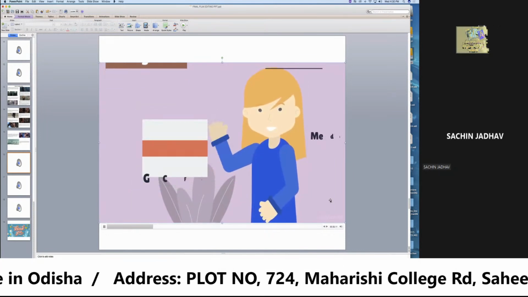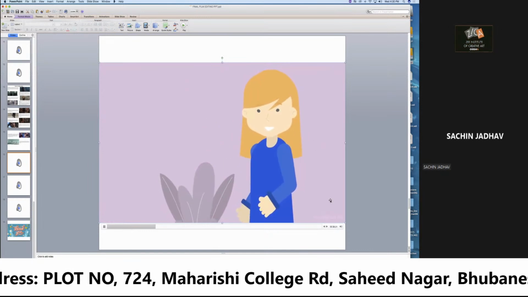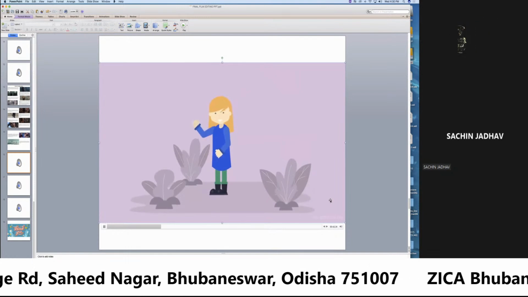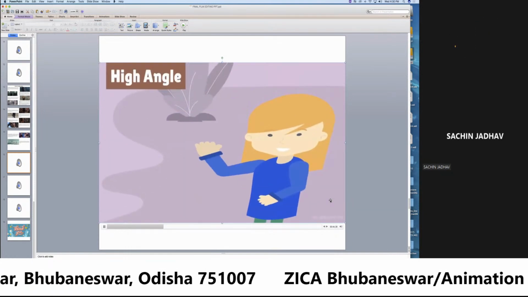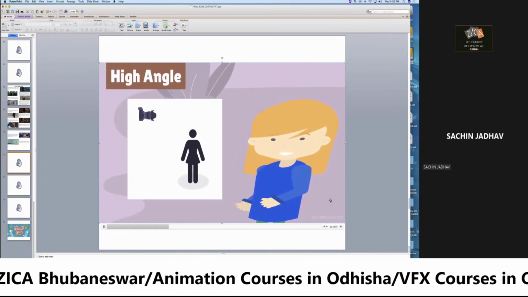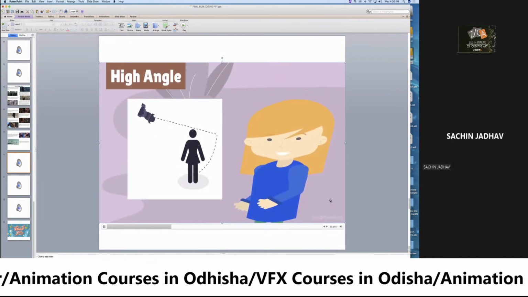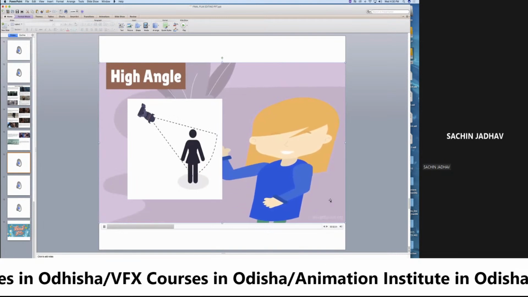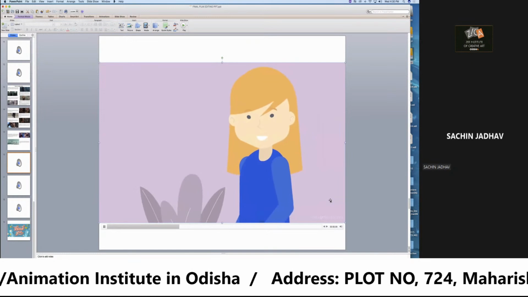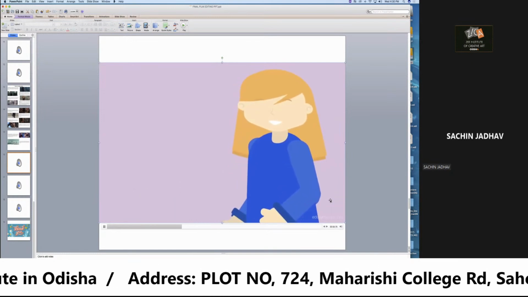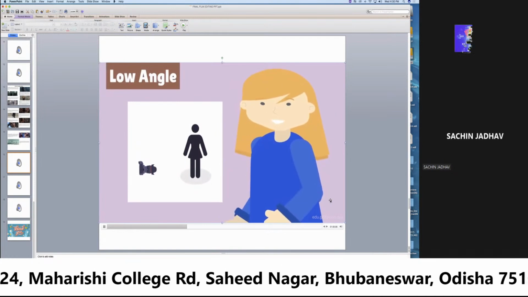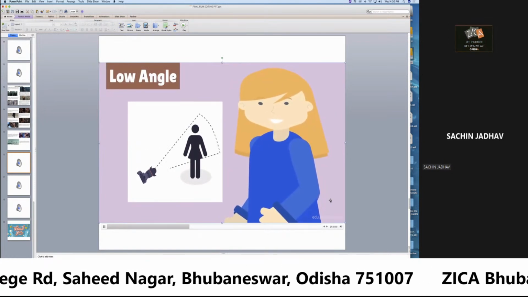But what if we wanted to make the subject look somewhat smaller, maybe indicating their lack of power or that something might be wrong? For that, we might want to use a high angle, where we place the camera slightly above the subject and then tilt down, pointing towards them. Now, if you want the opposite effect, making them look larger, more powerful, and imposing, you could just position the camera below the subject, looking upwards at them.